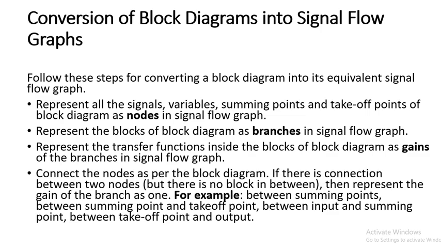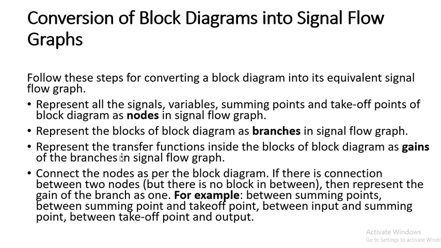Now we have to move towards the next point, that is conversion of a block diagram into signal flow graphs. We have to follow the following steps while converting a block diagram into an equivalent signal flow graph. The first thing is that you have to represent all the signals, variables, summing points and takeoff points of a block diagram as nodes. So if you want to convert any block diagram into a signal flow graph, you have to represent all the signals, variables, summing points and takeoff points as nodes. How to do that we will see in upcoming slides.